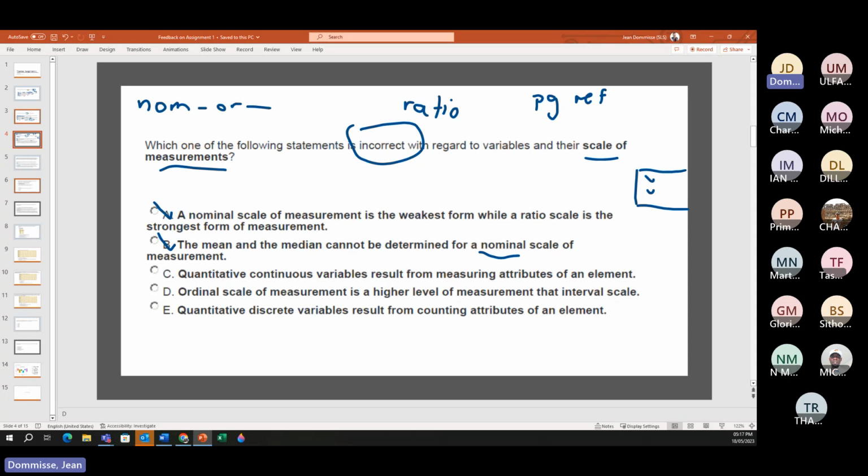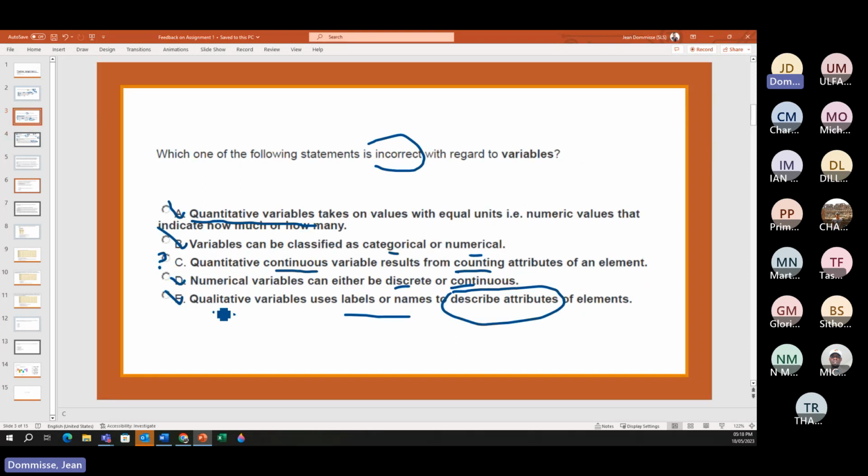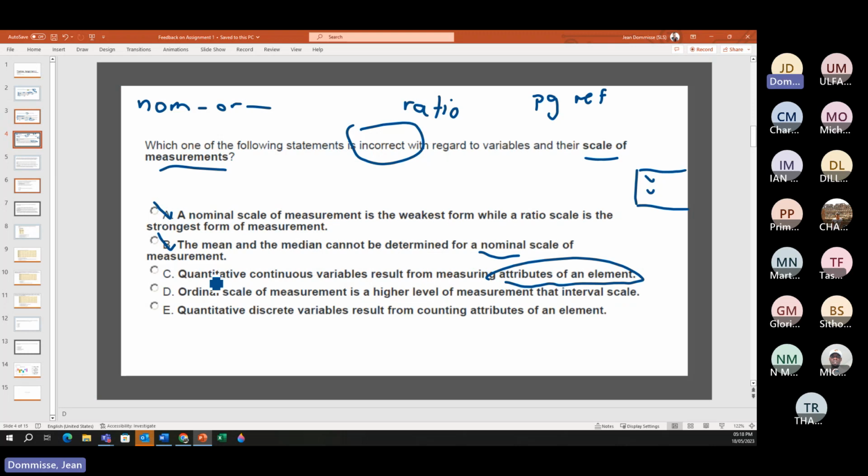Quantitative continuous variables result from measuring attributes of an element. Okay, so quantitative continuous variables measuring attributes of an element. Wasn't it nearly the same? Qualitative variables use names to describe attributes. Okay. So quantitative continuous variables result from measuring attributes of an element. What would you say on that one?